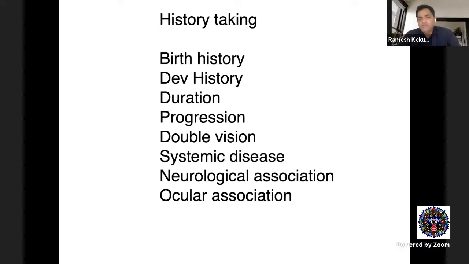So I have just put 7 points here, but I could talk about history taking with different examples for half an hour, which we can do for any kind of disease. But on top of your mind, just think about developmental history, birth history, duration, progression, whether associated double vision is there or not. And then 3 types of association: systemic, neurological, and any ocular association.